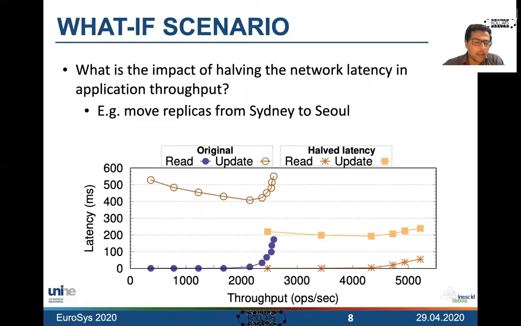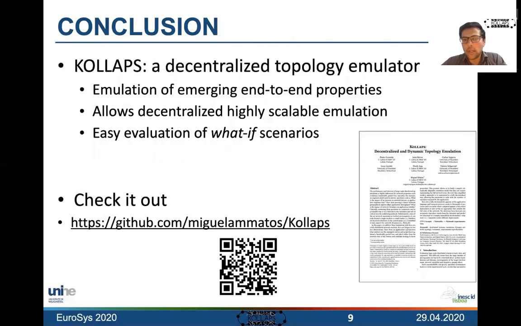And as expected, we can see that there is a substantial impact in throughput and also on latency. An interesting thing is that we can do this very, very easily and do these kinds of experiments where we change network properties and subject the system to faults and are able to assess the overall system behavior. To conclude, Kollaps is a decentralized topology emulation tool. It emulates the emerging end-to-end properties rather than the internal network state, and this is what allows us to scale to very large systems while still preserving the accuracy of the emulation properties.